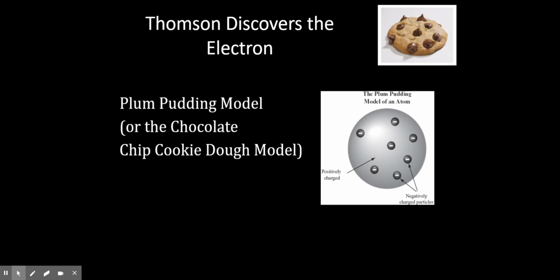The plum pudding model is this idea that there is a positive diffuse sphere, which is most of the volume of an atom, and embedded within it are negative electrons. I always make the analogy of a chocolate chip cookie. Most of the volume of a chocolate chip cookie is dough, and embedded within it are chocolate chips.